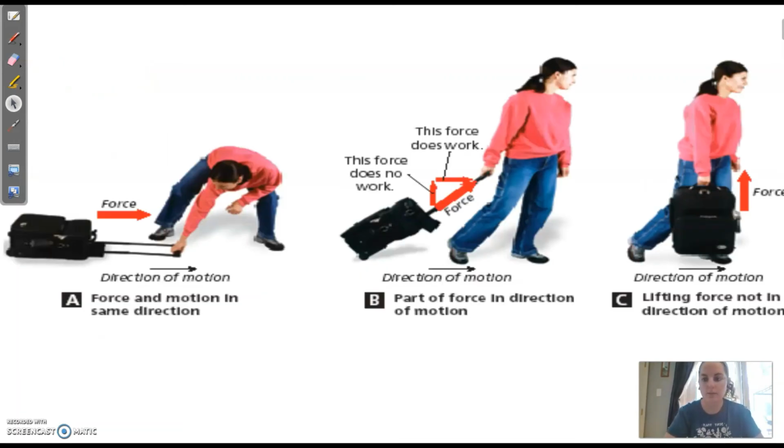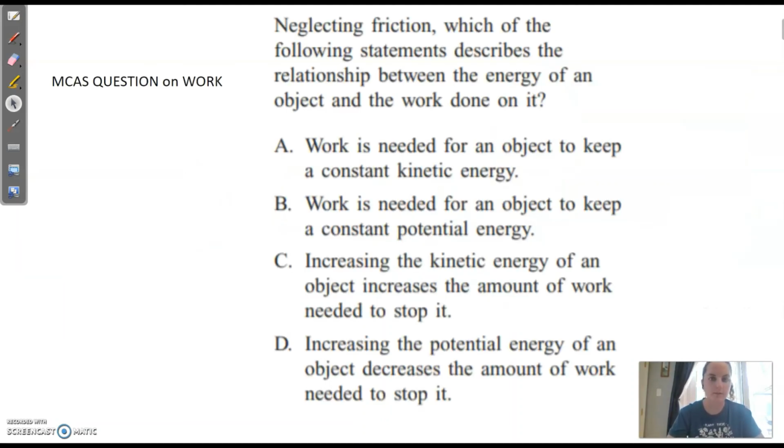And so an example of this would be like lifting up a suitcase while moving to the right. Well, if that direction of motion is to the right, but the force is acting up, then there's going to be no work done on that object. If you're moving to the right and the force is being applied to the right, then work is being done on that object. So neglecting friction, which of the following statements describes the relationship between the energy of an object and the work done on it?